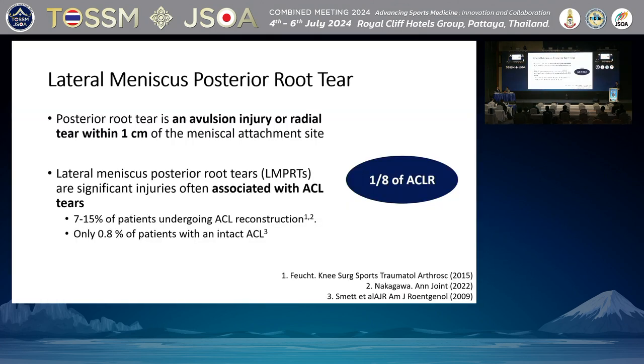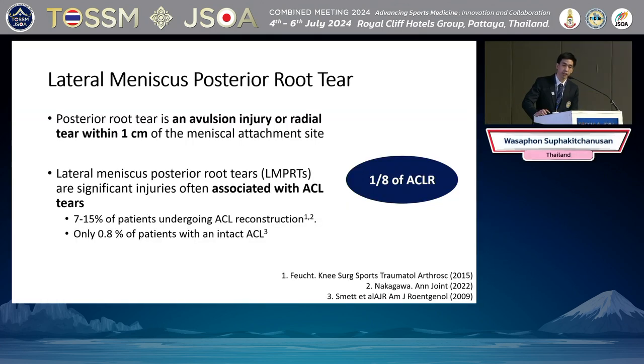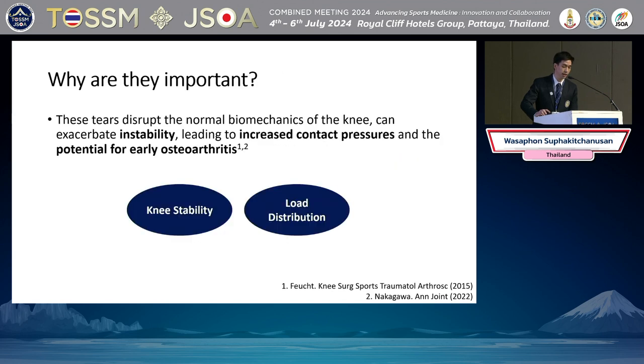So the lateral meniscus posterior root tears are a significant injury that often occurs in conjunction with ACL tear. This tear involves an avulsion injury or a radial tear within 1 centimeter of the meniscal attachment. They are found in 7 to 15% of the patients undergoing ACL reconstruction. This means that 1 in 8 patients undergoing ACL reconstruction may have a lateral root tear. In contrast, they are much less common in isolation, occurring in only 0.8% of patients with an intact ACL.